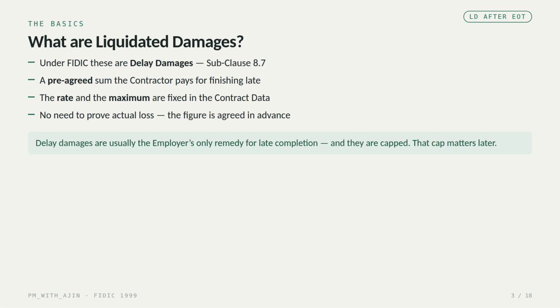So, what are liquidated damages? Under FIDIC they're called delay damages, and they live in subclause 8.7. They are a pre-agreed sum the contractor pays for finishing late. Both the rate, per day or per week, and the maximum amount are fixed in the contract data at the start. The beauty of that is the employer doesn't have to prove any actual loss. The figure was agreed in advance. And note this: delay damages are usually the employer's only remedy for late completion, and they are capped. Hold on to that cap, it matters later.